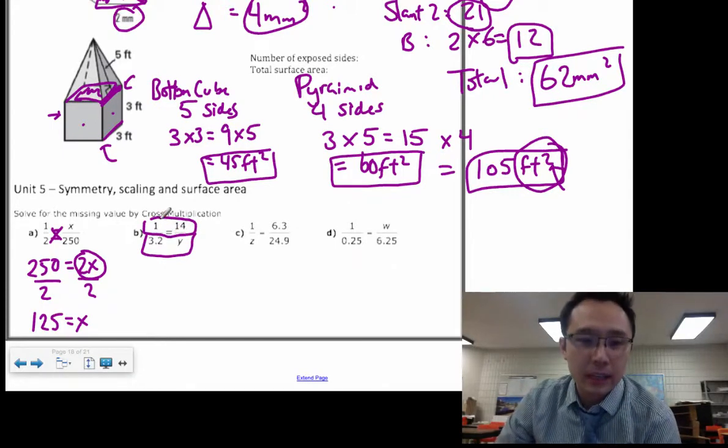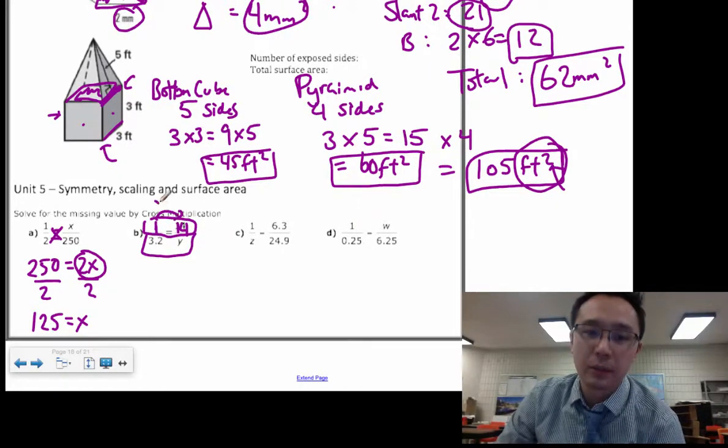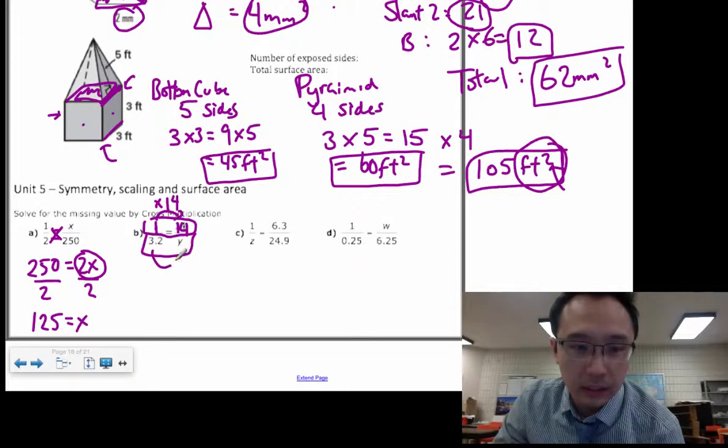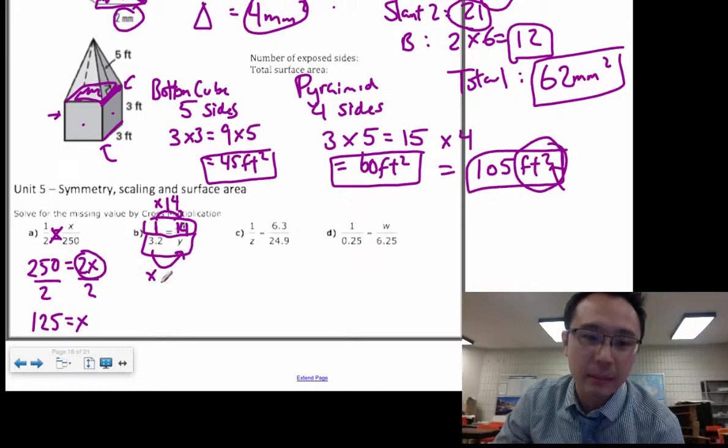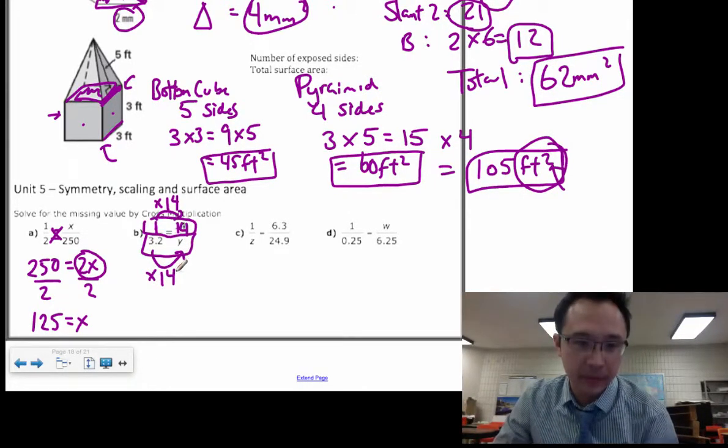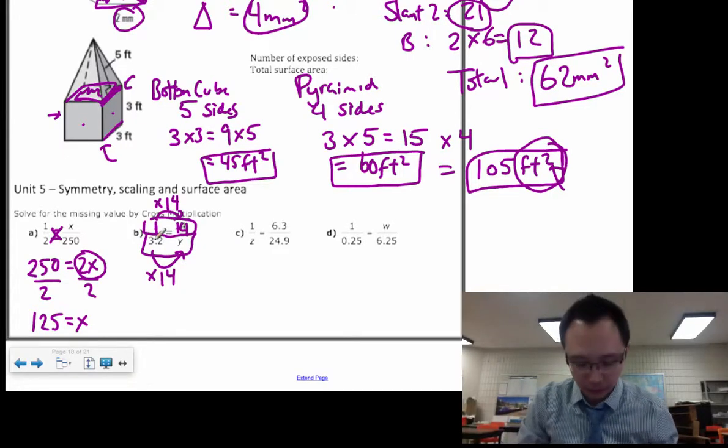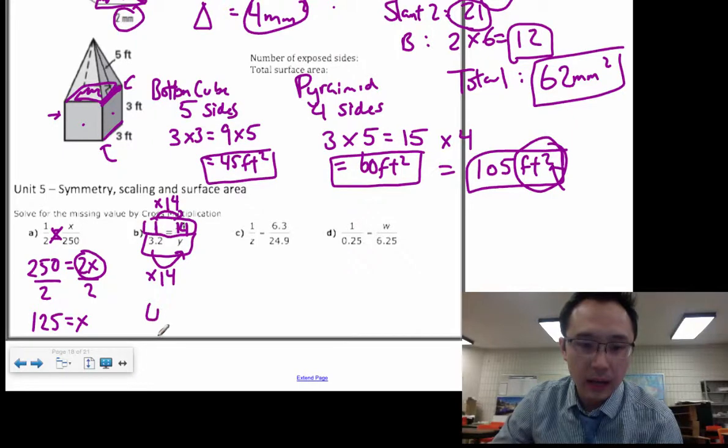So in other words, if you look at the first numerator, 1, and this is equal to 14, how many times do you have to multiply 1 to get to 14? Well, you multiply by 14. So if you multiply the top by 14, you're going to do exactly the same thing to the bottom because this is a proportion. So if you multiply 3.2 by 14, that's going to give you y is equal to 44.8. That's going to be the answer for y.